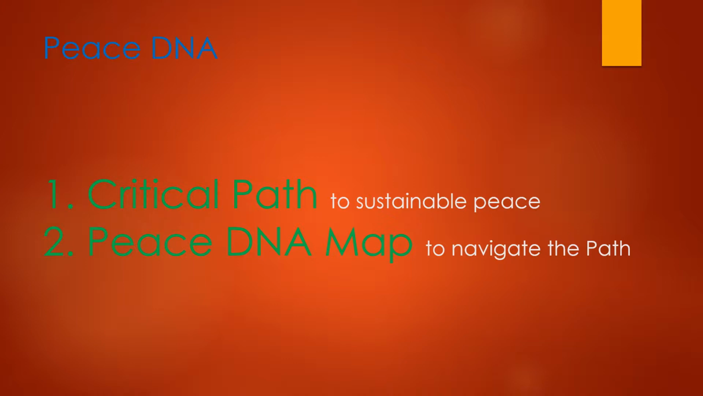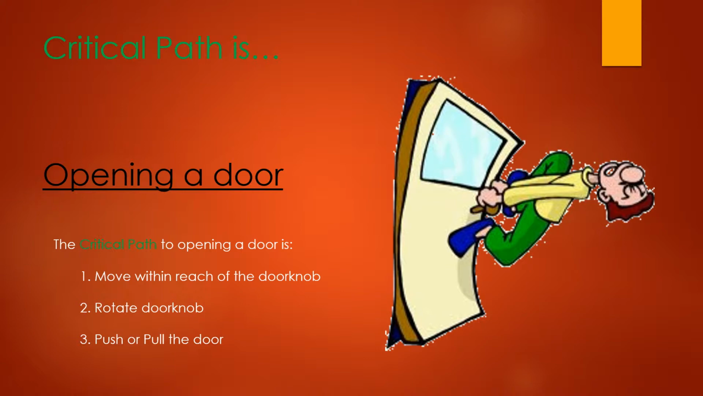Peace DNA is a how-to manual on getting a peace agreement between two people in conflict. It has two parts, the critical path to follow and the 6 essential questions to navigate it. It's really just a new way to think about what you already do in part. First, what is a critical path? It's the step-by-step instructions for consistently doing something successfully.